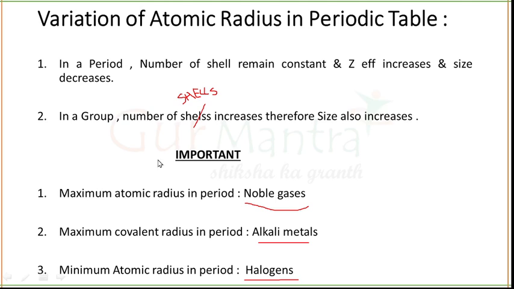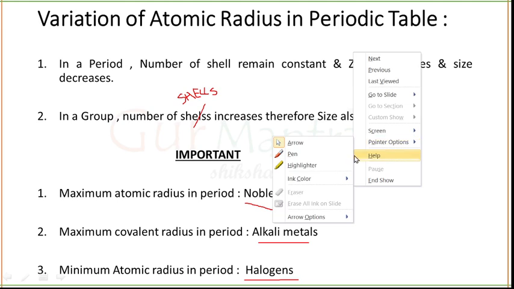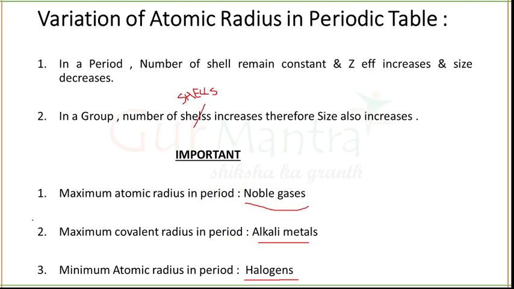Now, this is also very important. You have to remember these 3 points. These points are the maximum atomic radius in a period. Maximum atomic radius in a period is of noble gases. Second one is maximum covalent radius in a period. The maximum covalent radius in a period is of alkali metals. Alkali metals means first A group. Number third is minimum atomic radius, and minimum atomic radius in a period is for halogens. Group 17 elements.